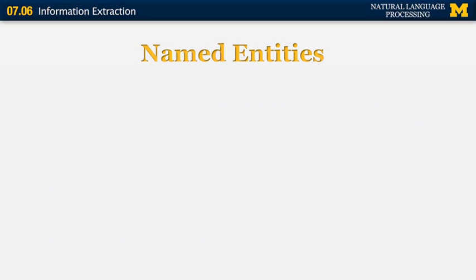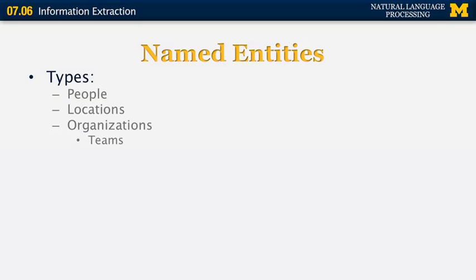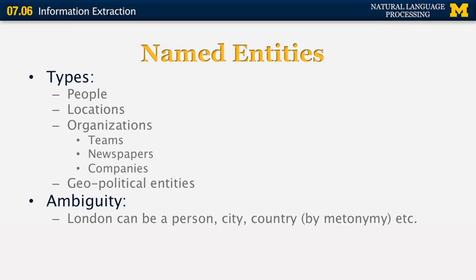So what is a named entity? Well, there are different types of those. The most common categories are people, locations, organizations. Organizations can be further divided into things like sports teams, newspapers, let's say New York Times, companies like IBM or Microsoft. We can also have geopolitical entities like countries and continents and so on.